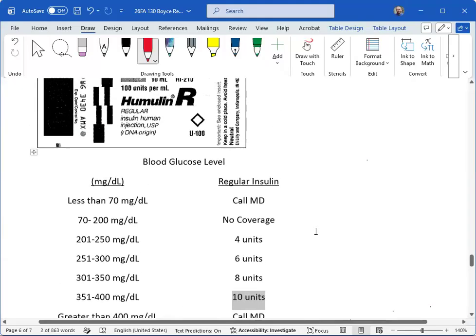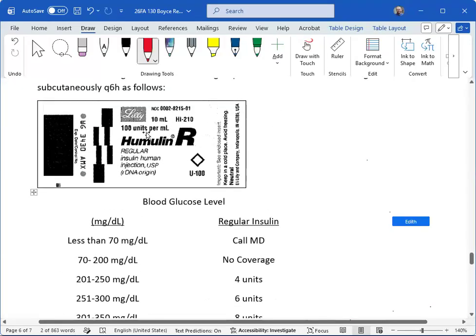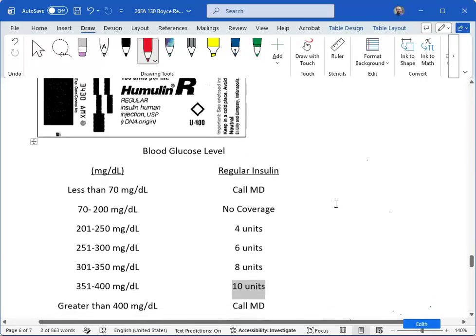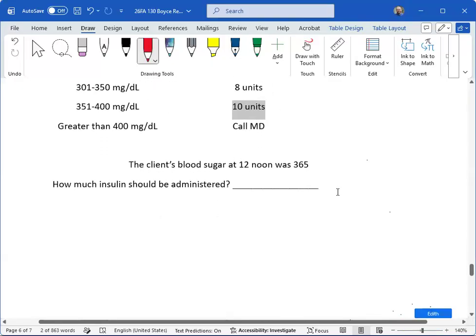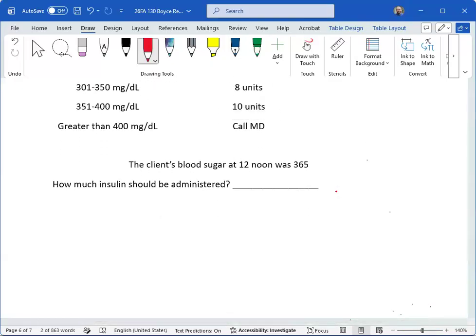You don't need to convert it, even though you can see 100 units per milliliter. When we're dealing with insulin, we just deal with units. Okay. So don't convert that to milliliters. Leave it as units. So I'll write that as a note here. Units, not milliliters.